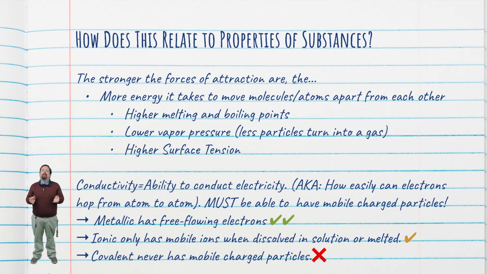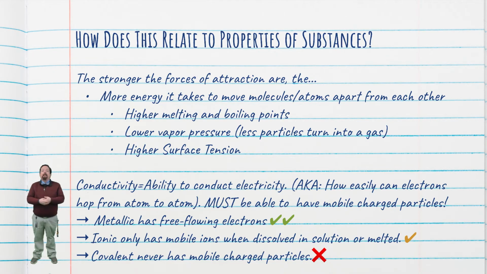So, how does this relate to the properties of a substance? Easy peasy. The more attraction, the more energy it takes to pull molecules or atoms away from each other. When there's more attraction between the particles, the substances will have higher melting points, higher boiling points, a higher surface tension if it's a liquid, and a lower vapor pressure, which means fewer particles will escape the liquid phase and convert to the gas phase.